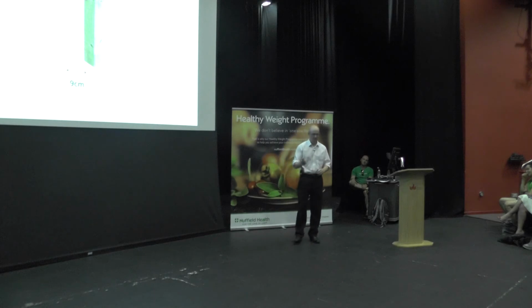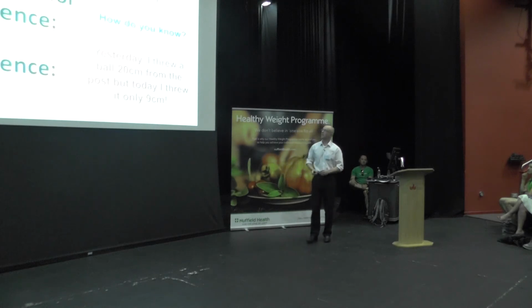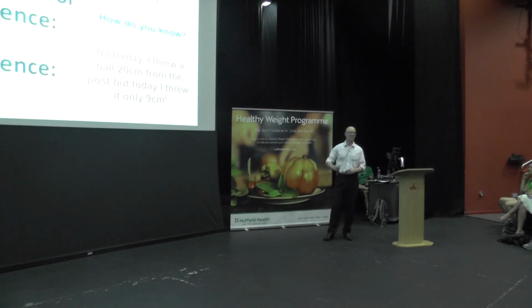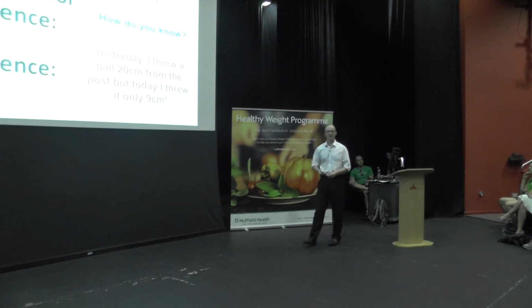Second day, he goes back again, and this time he gets within 9 centimetres. Right? Okay. So he goes back, and he tells his staff in his laboratory, my throwing accuracy has improved since yesterday. How do you know? Yesterday I threw a ball 20 centimetres away from the post, and today it's only 9 centimetres. I've got better. Well, is that really the case? How do we know?